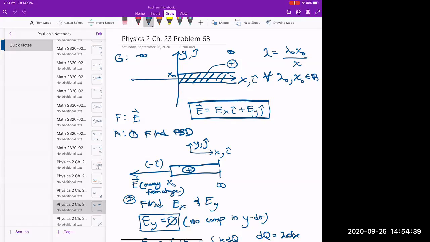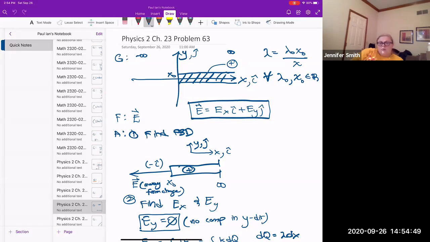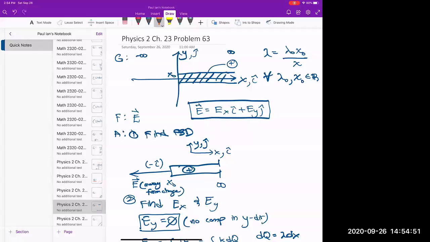Okay, this one's a nice one. This one involves that qualitative question: where is this pointing? So let's try to show that first. What I usually do for this one is draw a graph, and then you have positive infinity and negative infinity, right?